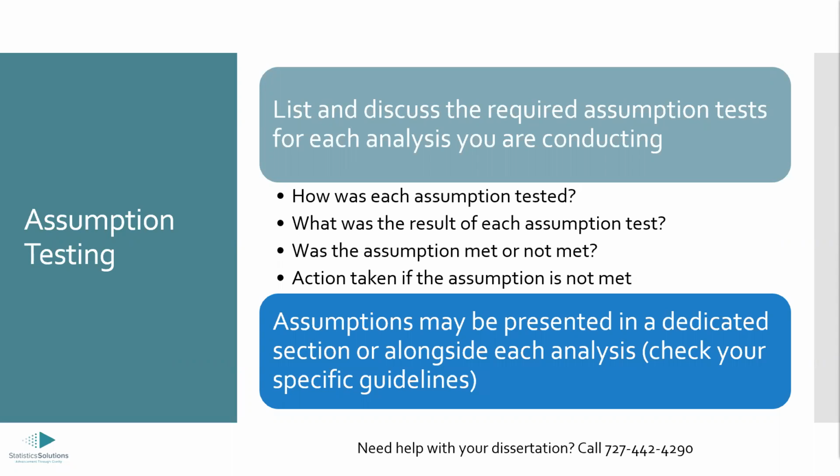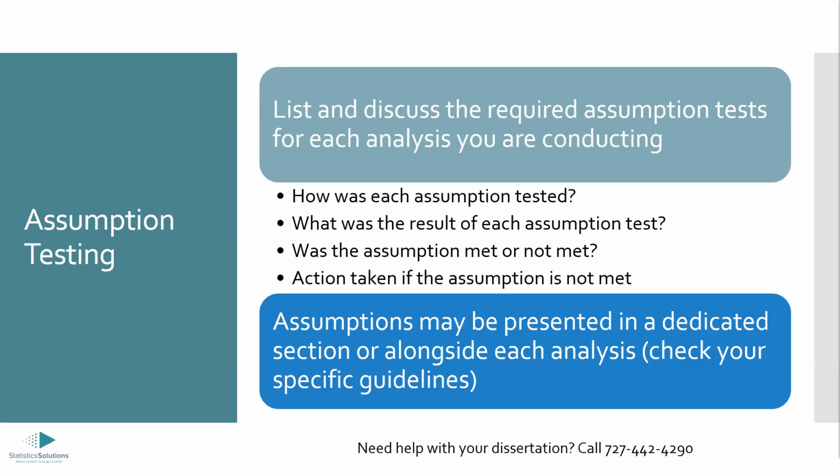For example, for testing normality, maybe you tested normality using a Shapiro-Wilk test, or maybe you tested it by looking at a histogram, or maybe you tested it by looking at skewness and kurtosis values, or maybe you used a combination of those methods. Whatever method or methods you choose, you want to say how you're testing the assumption. You'll want to say what the result of the assumptions test was, and make a clear statement about whether the assumption was met or not.